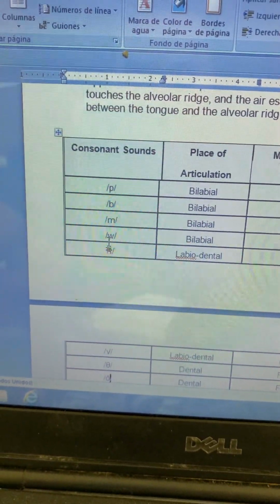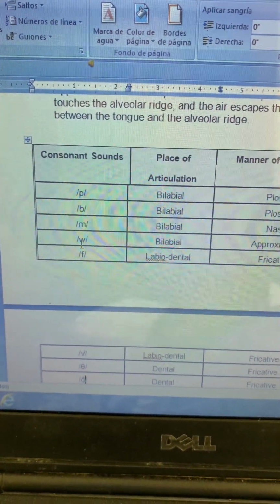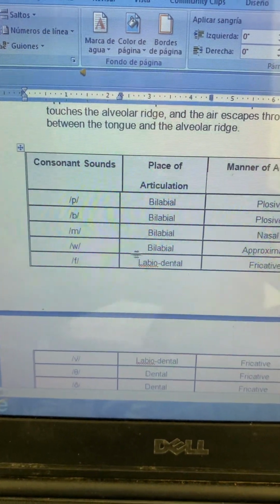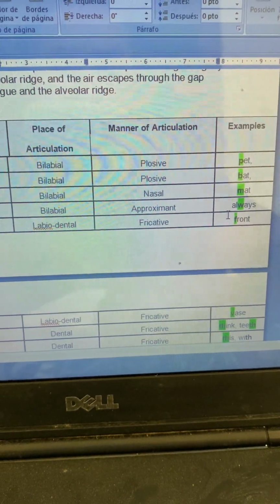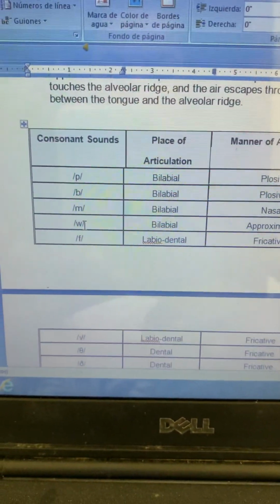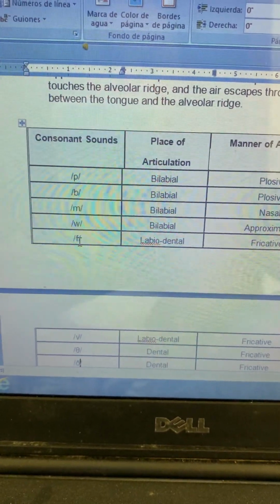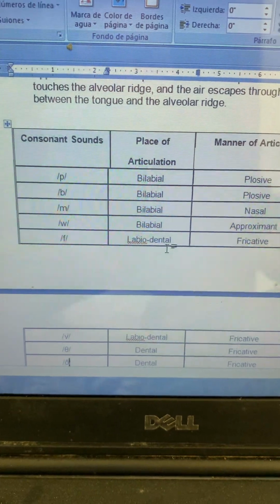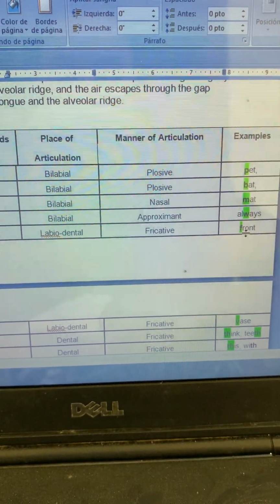And here we have W, which is voiced, bilabial, approximant. For example, always. Here we have F, which is voiceless, labiodental, fricative. For example, front.